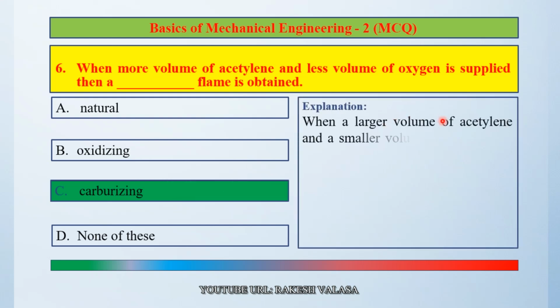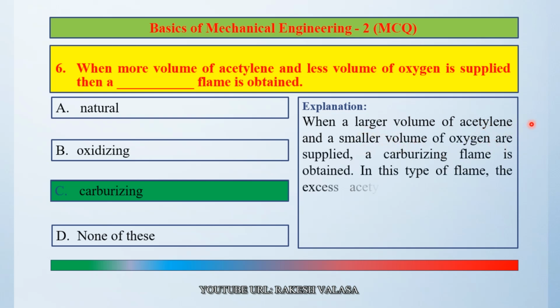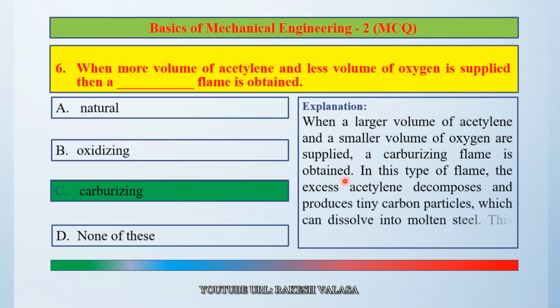When a larger volume of acetylene and a smaller volume of oxygen are supplied, a carburizing flame is obtained. In this type of flame, the excess acetylene decomposes and produces tiny carbon particles which can dissolve into the molten steel. This can lead to metallurgical issues. So the correct answer is option C, carburizing flame.